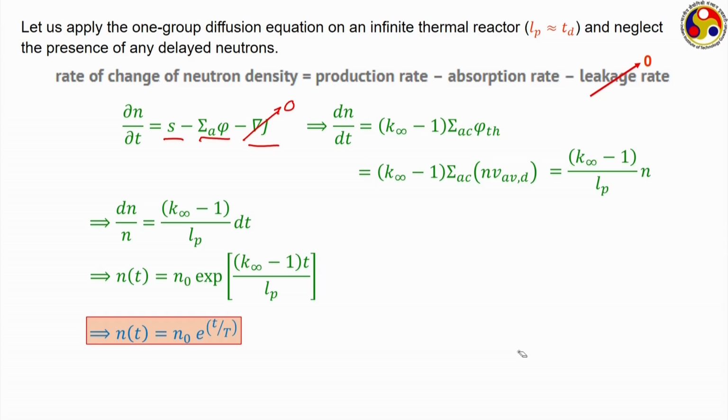Or n(t) equal to n naught into exponential of minus t by capital T, where capital T is LP upon (k infinity minus 1), which is called the reactor period.